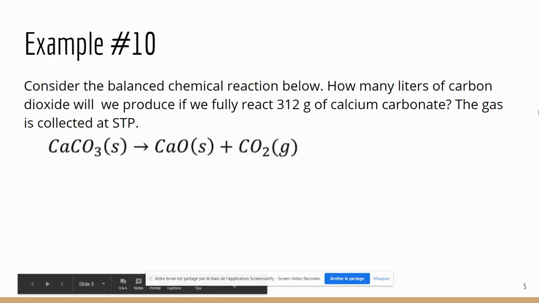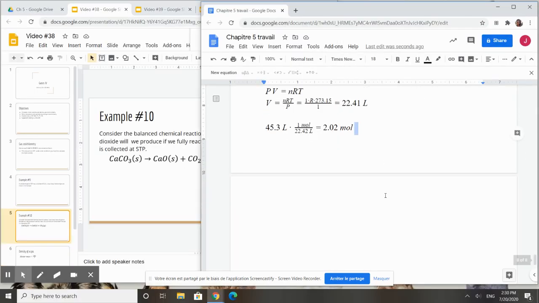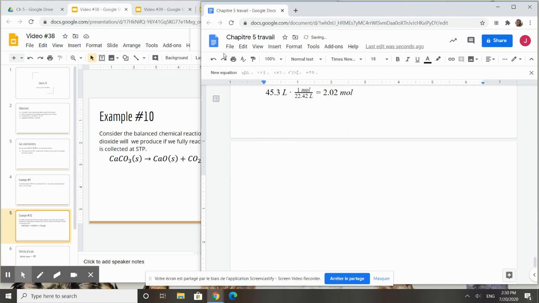Pause here. So everything we learned in chapter 3 about stoichiometry still applies here. So it's just a stoichiometry calculation, where we're starting with 312 grams of calcium carbonate. Meaning, going back to my chapter 3, I need to convert this to moles first, and I'm going to need molar mass for that.